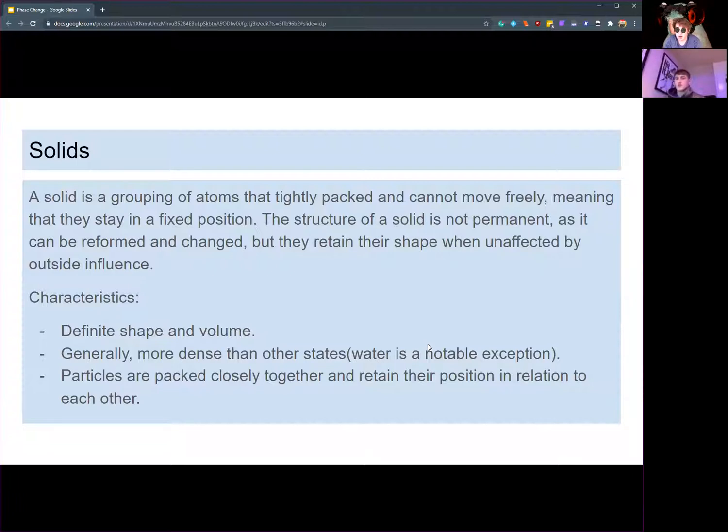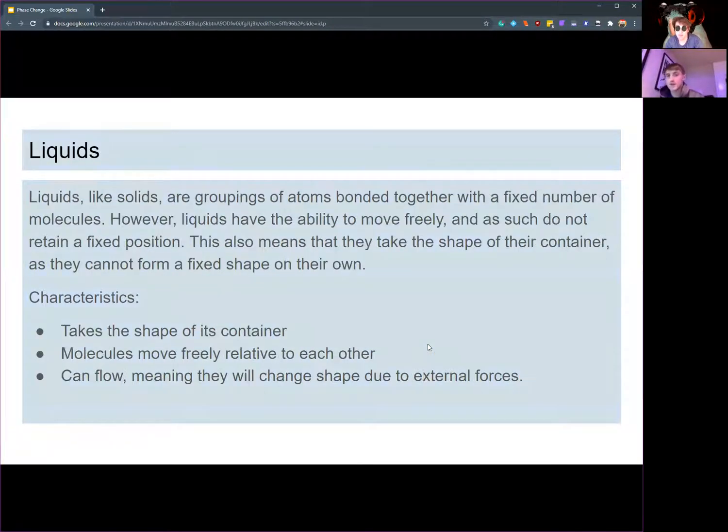Generally, they are more dense. However, water is an exception, as ice is actually less dense than liquid water because of the way it freezes together and the molecules orient themselves due to water's polarity. And lastly, the particles are closely packed together and retain their position in relation to each other. So those are the defining characteristics of a solid.